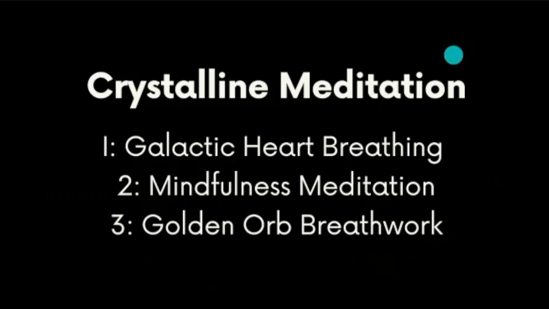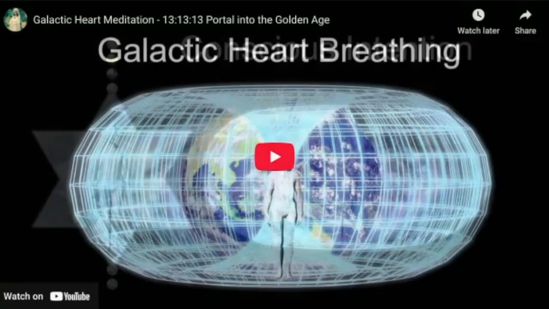So our crystalline meditation practice then, 3 steps: golden orb breath work, mindfulness meditation, and galactic heart breathing. The galactic heart breathing practice connects us through a toric field of light to all other beings on earth. It is a way to allow our personal meditative time to be a conduit for supporting the healing of our planet.